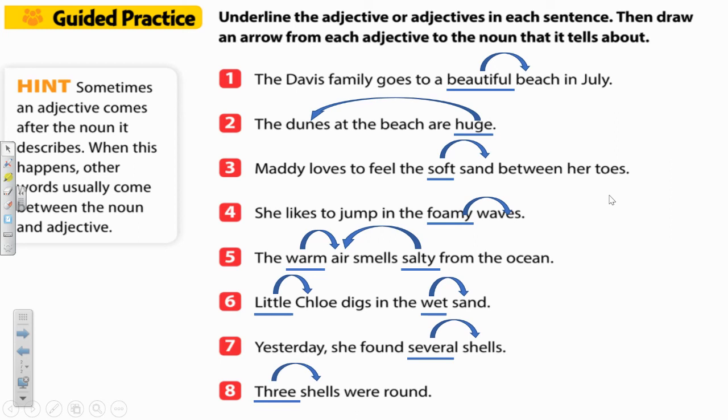All right, third grade, it's your turn to try the independent practice on your own. Good luck.